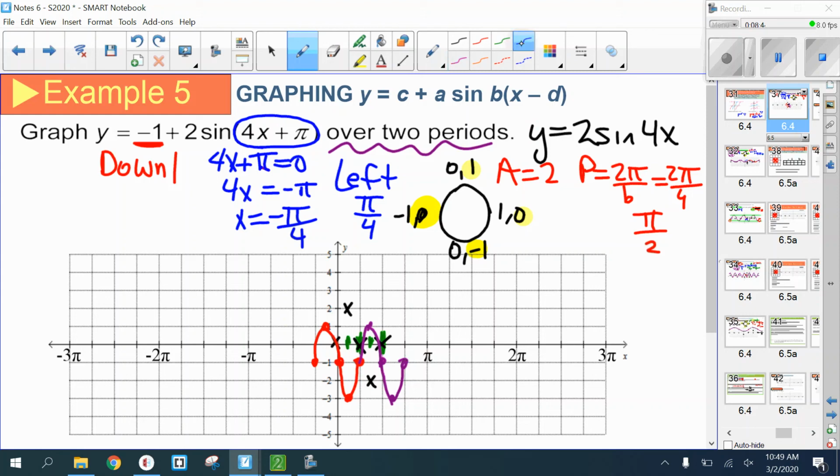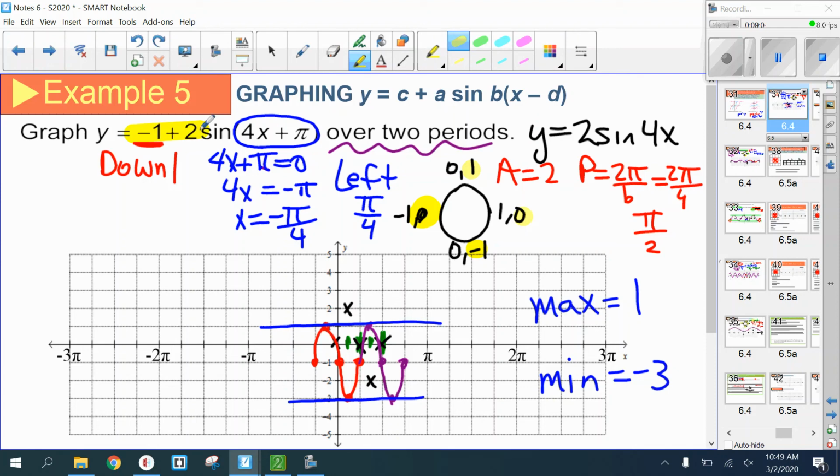Think about this question. What's the maximum value of this? The maximum value of this graph is 1, right? What's the minimum? The minimum of this is -3. You're going to see that question at some point. And, you know, if you look at the equation here, you can kind of tell. If you find the amplitude is 2, and you're going to shift everything down 1, that would lead you right to these same numbers without even having to draw the graph.